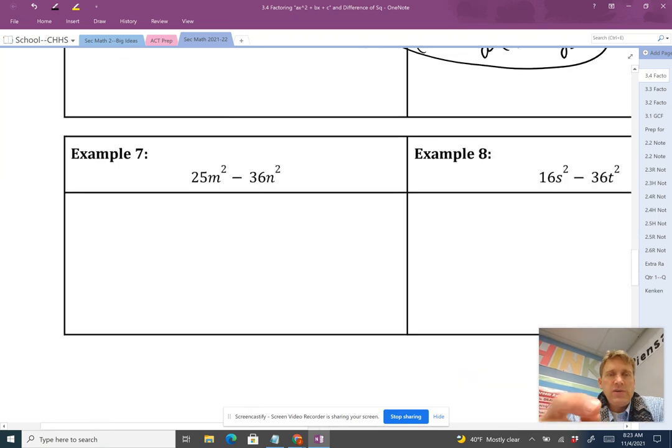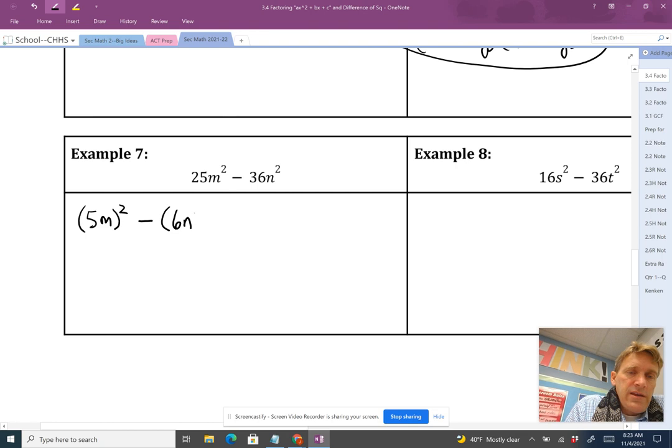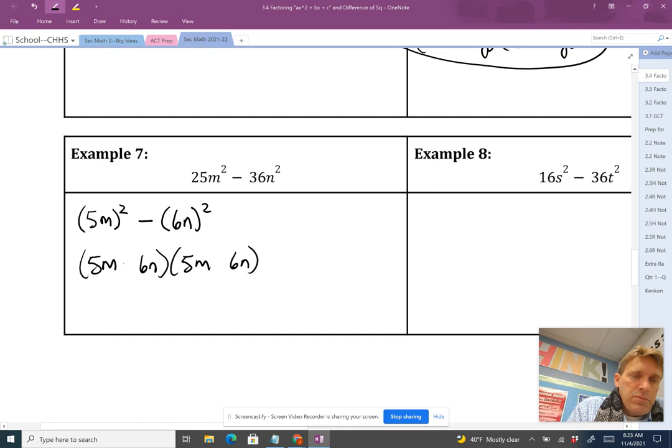Number 7, 25m squared minus 36n squared. So I'm going to rewrite this as 5 squared is 25, and m times itself is m squared. So that's our a is 5m squared minus 6 and n squared is 36n squared. So I'm going to write this as 5m and 6n, 5m and 6n plus and minus. And that's it. That's what that looks like factored.